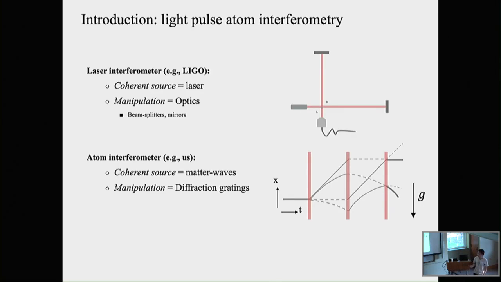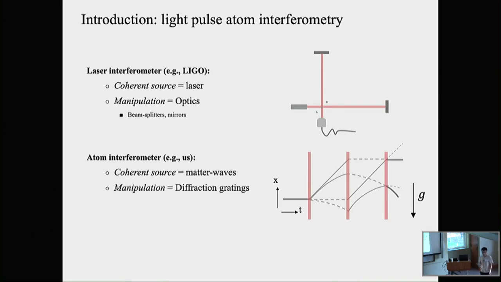For atom interferometers, it's very similar. The difference is that our coherent source is a matter wave, usually in the form of ultra-cold atoms, and we use diffraction gratings, usually two counter-propagating waves, to do the splitting, redirecting, and combining of the matter waves. We detect the intensity, basically the atom population here, and from this intensity we can get information about the differential phase the atoms acquire between different paths.